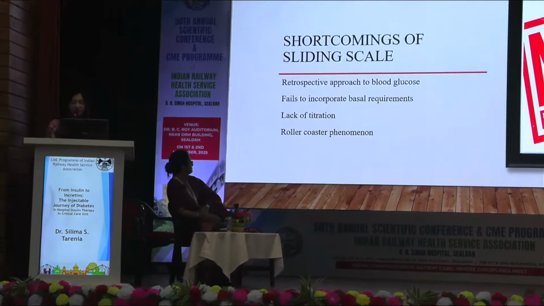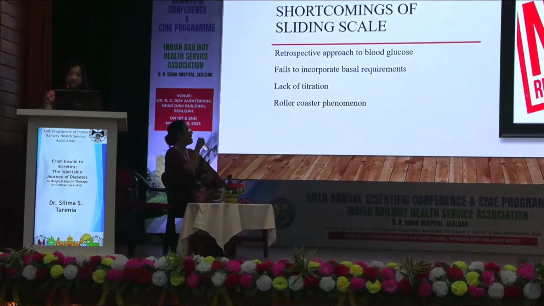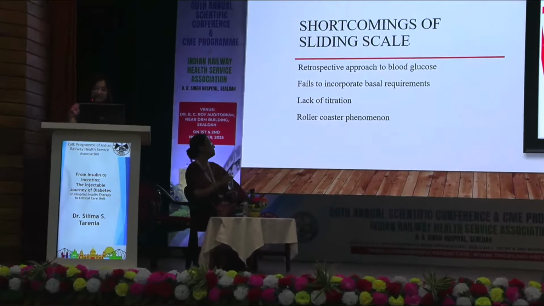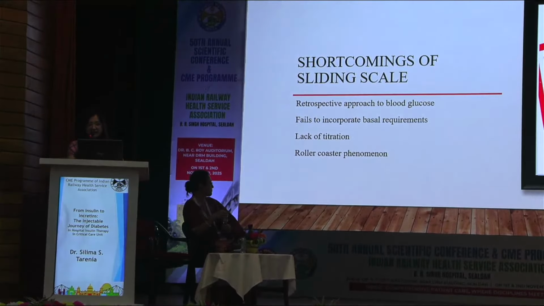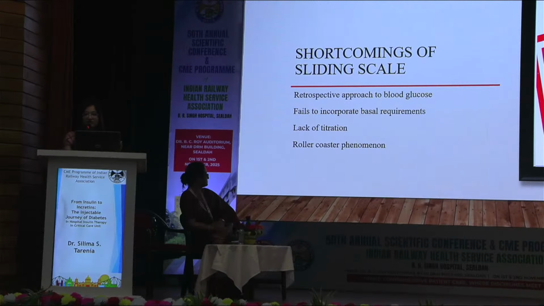Now, the most important question, sliding scale. I'm sure all of us must have commonly encountered, whether it's in a government practice or in consultation in a private setup, sliding scale, which is very frequently used. But it is something that we do not recommend because it fails to incorporate the basal insulin requirements. We cannot titrate it in the right way, and it is a retrospective approach to blood glucose. Instead of preventing the sugar spikes, it aims at bringing the sugar levels down once it's high. So it's something that we are not desiring, and it's also a roller coaster phenomenon. So this is something that we do not recommend.